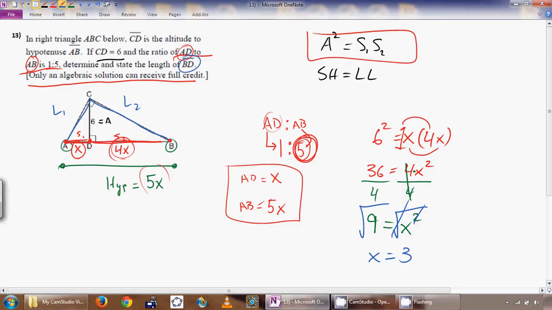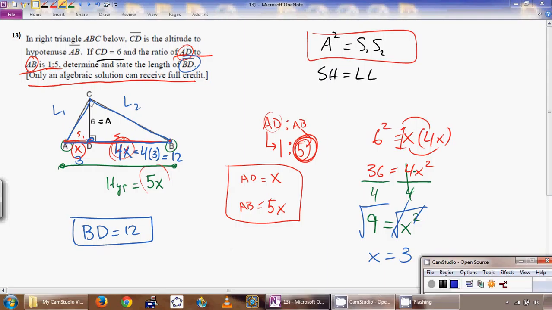Not our answer. 3 is the length of AD. 4 times x. 4 times 3, which is 12. That's the length of DB, or BD as they call it. BD equals 12. A lot of pitfalls here. Just always check your work at every stage and you'll be okay.